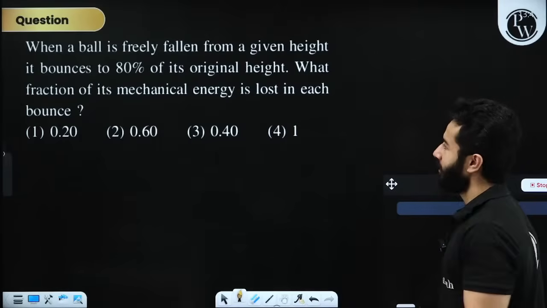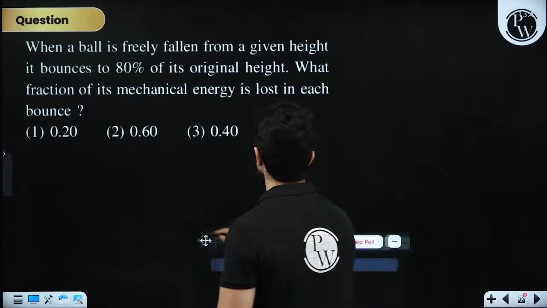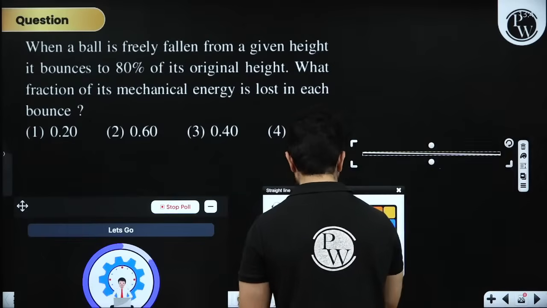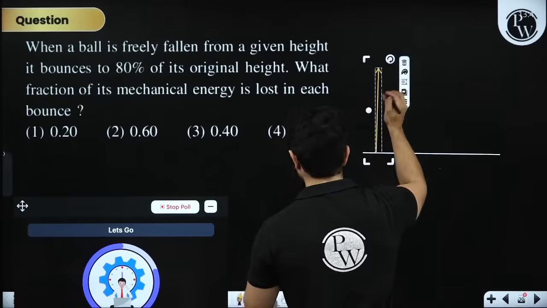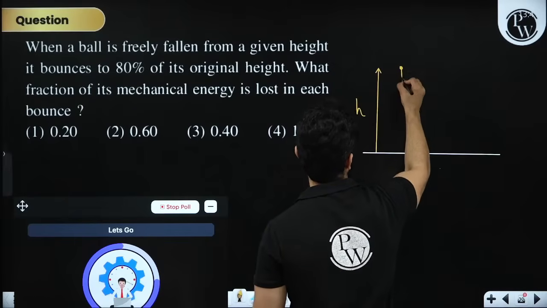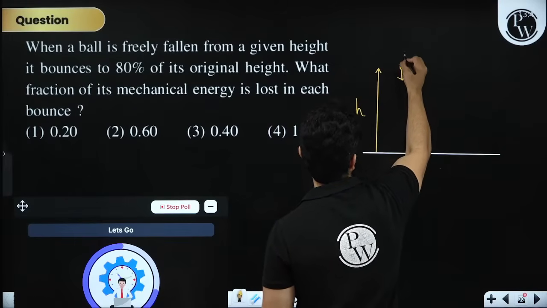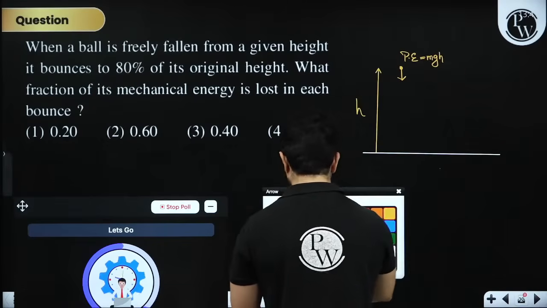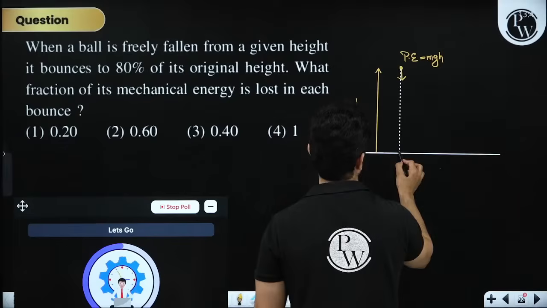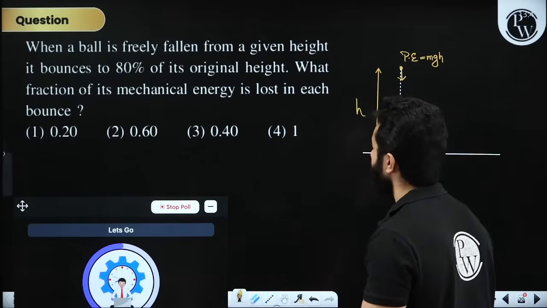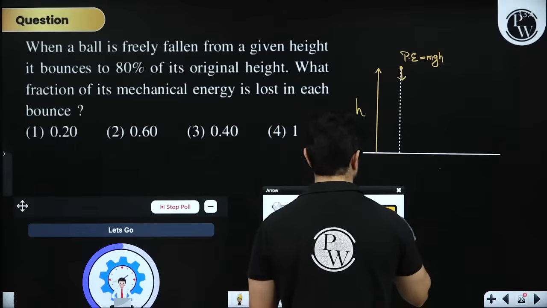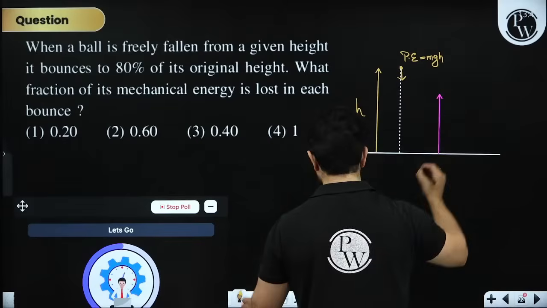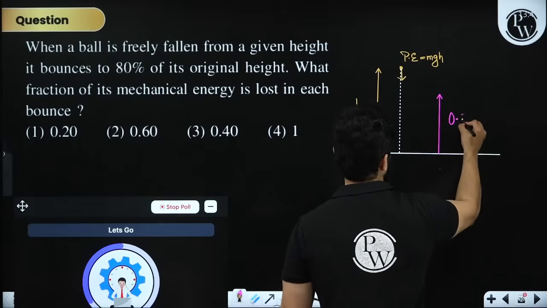Let's start. They have said a ball is fallen from a given height. Let's say that given height is h. So at this point, its energy is all potential energy, that is mgh. And when it's going to fall, after this, they are saying it bounces to 80% of its initial height. So the next time it is only able to reach 80%, that means 0.8h.